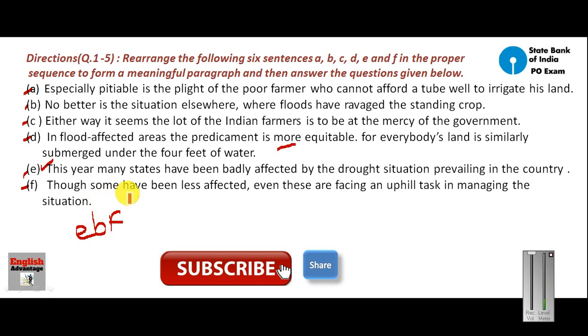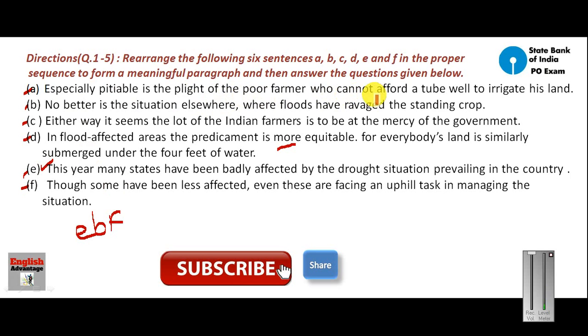Okay, now here you have talked about the situation in the general sense. Some have been less affected, even these are facing an uphill task in managing the situation. After this sentence should come, because here you are particularizing the situation: especially pitiable is the plight. Plight means condition, and pitiable means very pathetic, very miserable. Especially pitiable is the plight of the poor farmer who cannot afford a tube well to irrigate his land.